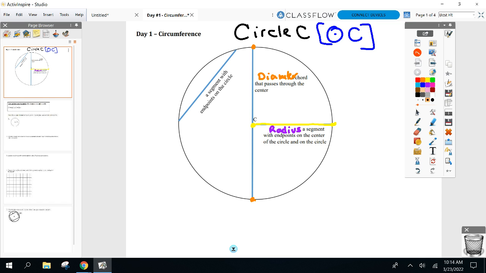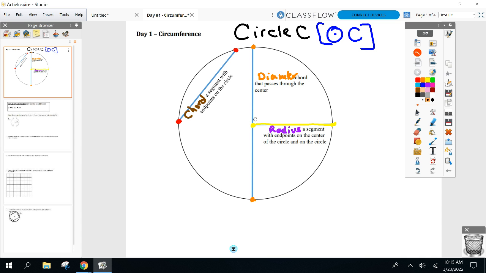What if it doesn't go through the center, but the endpoints are still on the circle? I don't think you've heard of this one before. This is called a chord. C-H-O-R-D. It does not have to go through the center. It could, but it doesn't have to. It's just that the endpoints are on the circle. Any questions about those three vocabulary? Radius comes from the center, diameter goes through the center, and chord just has both points on the circle. Any questions on those three?